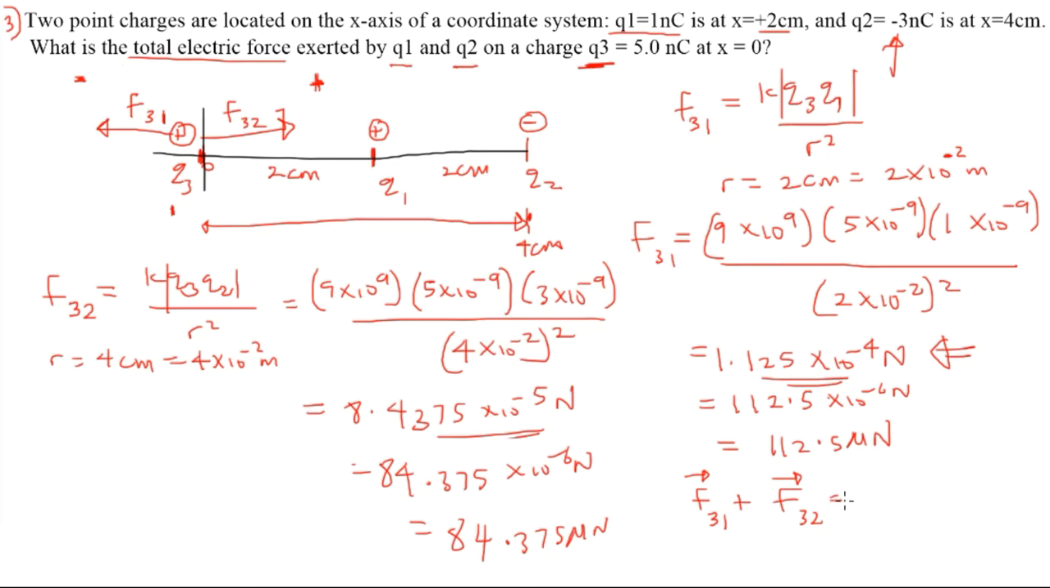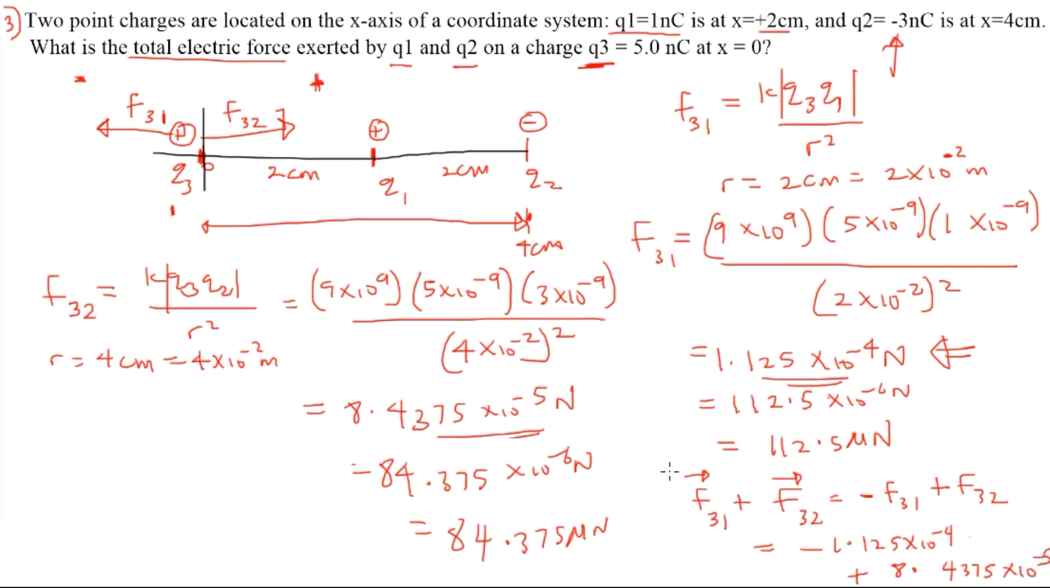So I can say minus F31 plus F32. You can see I don't have arrows on them because this is the magnitude. So I can write it in a better way now. Minus F31, and F31 is 1.125 times 10 raised to the power minus 4. Then I'll add it to F32, which is 8.4375 times 10 raised to the power minus 5.